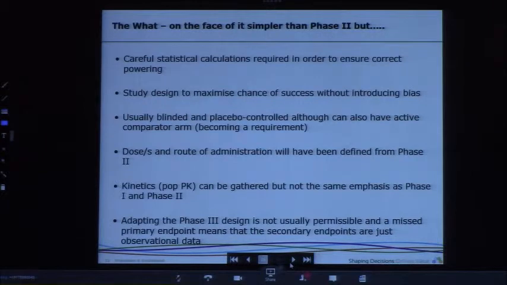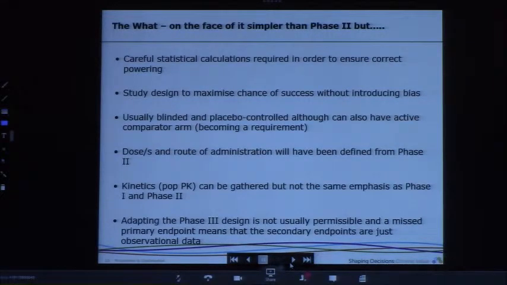And I say they're usually blinded and placebo-controlled, but there are instances in the oncology setting where it would be unethical to do a placebo-controlled study. So you would do a controlled study, but it wouldn't necessarily be placebo-controlled. And then the doses and route of administration will have been defined from phase 2, hopefully.